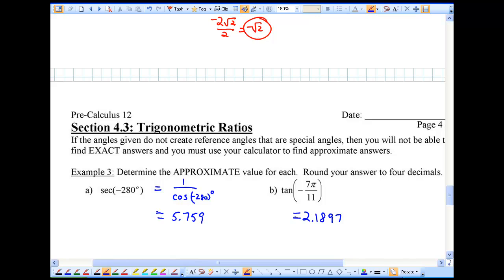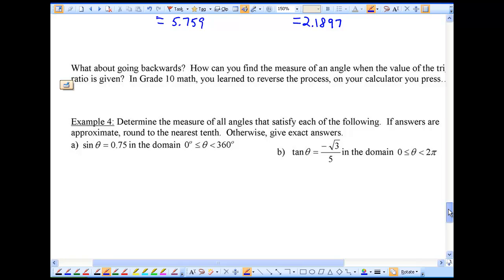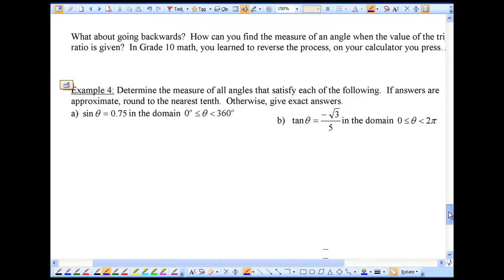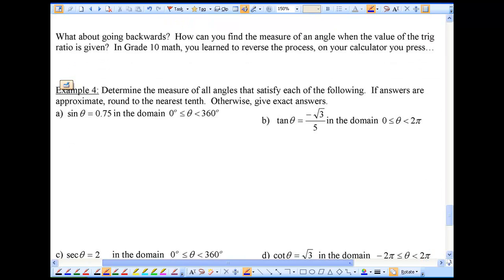Okay. If you're not too sure of the keystrokes, go back and review what I just did. You can write down the keystrokes yourself beside the question. Okay. I know this video is a little bit long, but I want to finish this off. This last part's pretty important, and this will set you up for success doing section 4.4 as well.